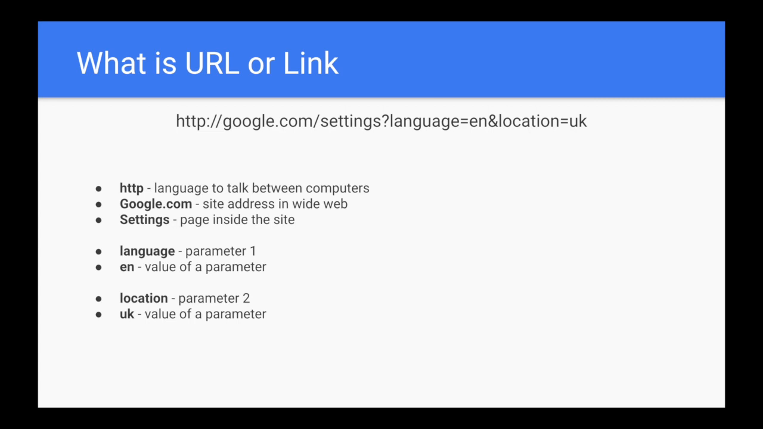This link is a fake link, but it actually represents something that we want to talk about. So we have http, google.com/settings, language equals English and location equals UK. So let's take each part and discuss what it is. You don't have to know by heart all the technical stuff here, but you should understand how it actually works.